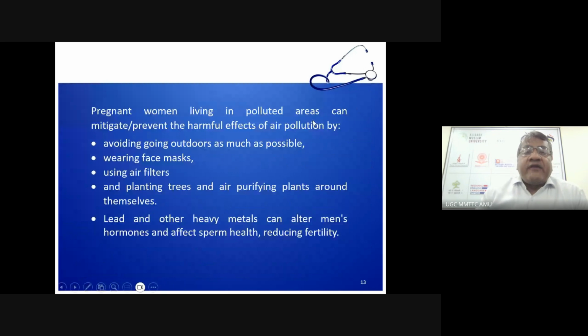Now, pregnant women living in the polluted area can mitigate, or they can prevent the harmful effect of air pollution by taking some precaution. Number one is avoiding going outdoors as much as possible, wearing the face mask. Number three, using air filters and planting trees and air purifying plants around themselves. Lead and other heavy metals can alter men's hormones and affect sperm health, reducing fertility also.